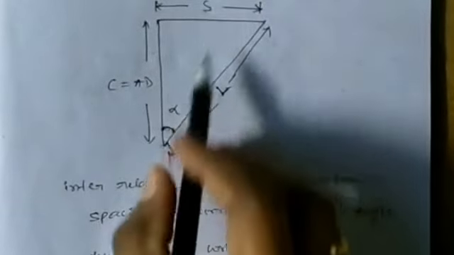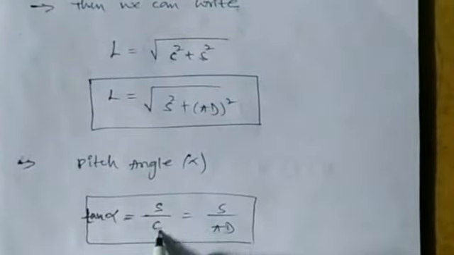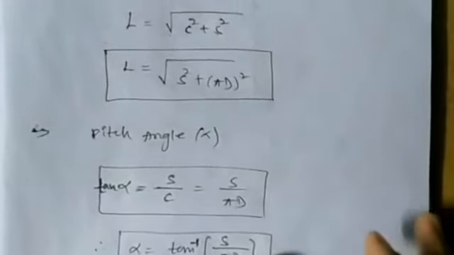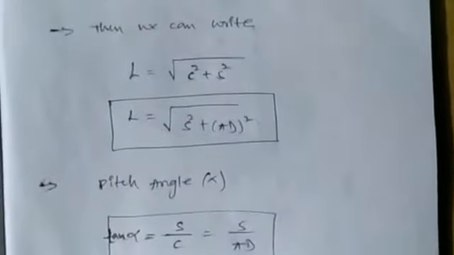How do we find the pitch angle? For finding the pitch angle, we consider the spacing between the two turns and the circumference. That is, tan alpha equals S by C, where C is the circumference of the helix, that is pi D. From this, the pitch angle alpha equals tan inverse of S by pi D. Like this, in the helical antenna we find the one turn length and pitch angle.